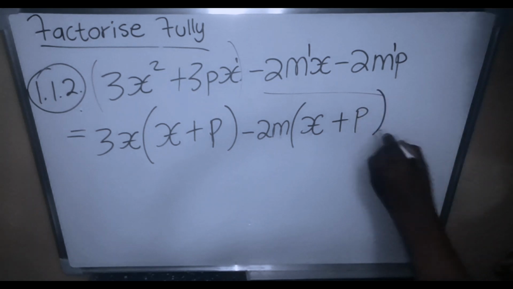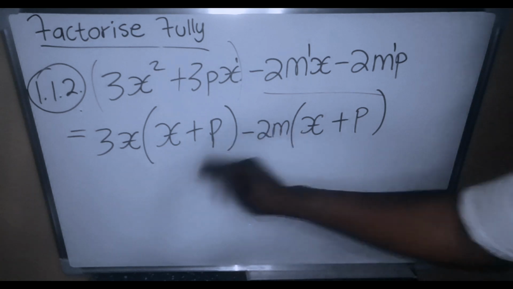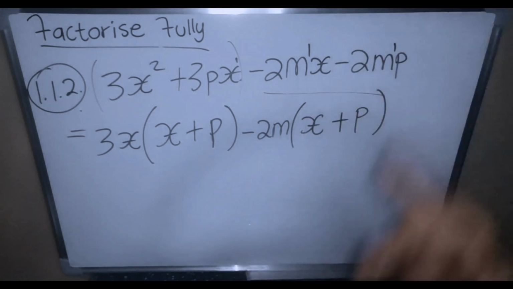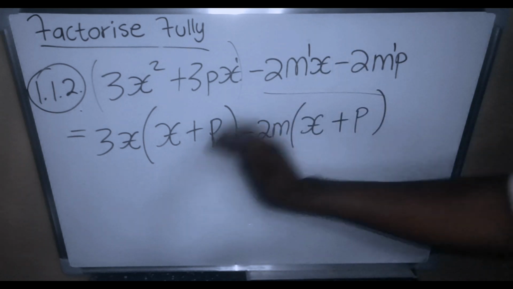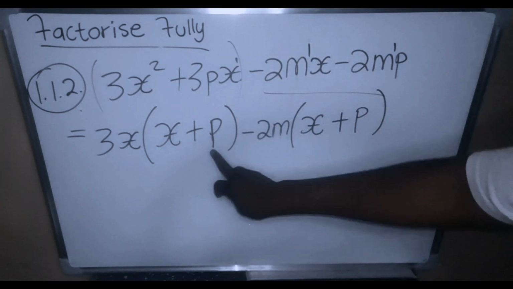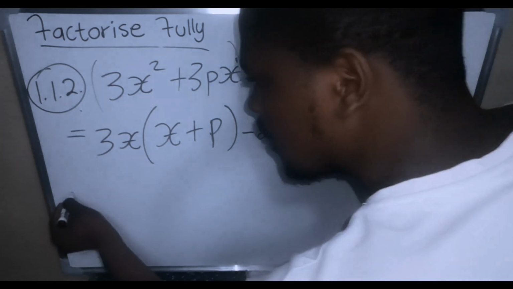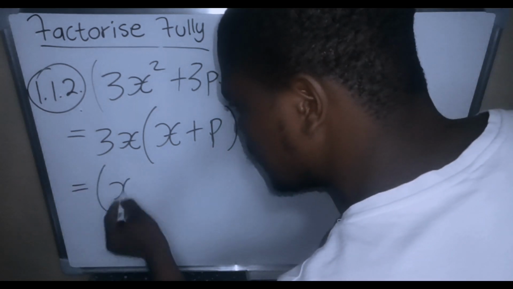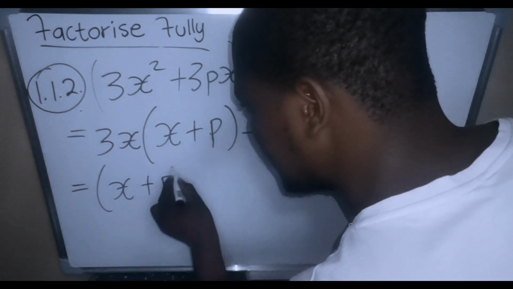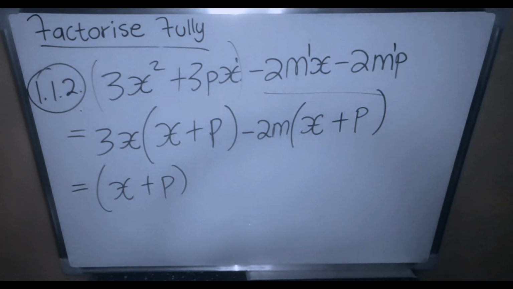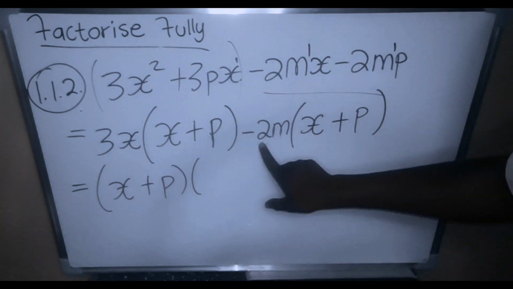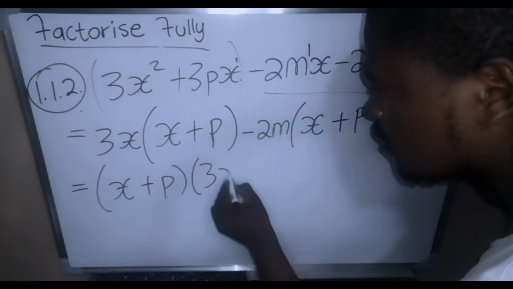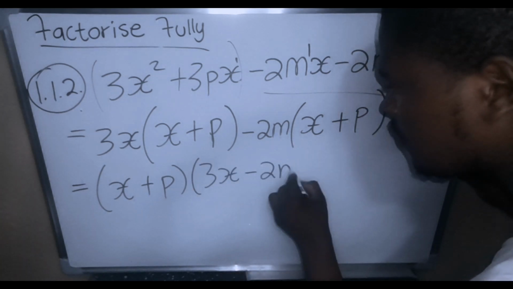Now, I must check if my brackets are similar. If they are similar, bring down only one bracket, because they are common. In this case, yes, they are common. It's x plus p, x plus p. Therefore, they are common. I bring one bracket down. Then the remaining terms outside the brackets, I combine them: 3x minus 2m.